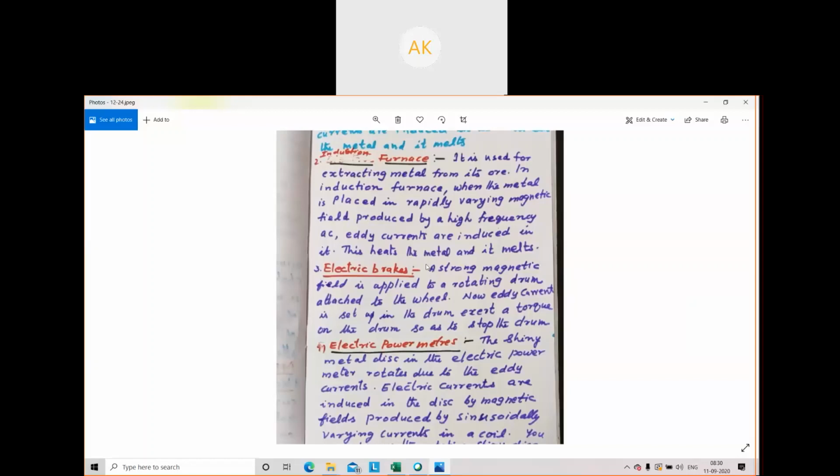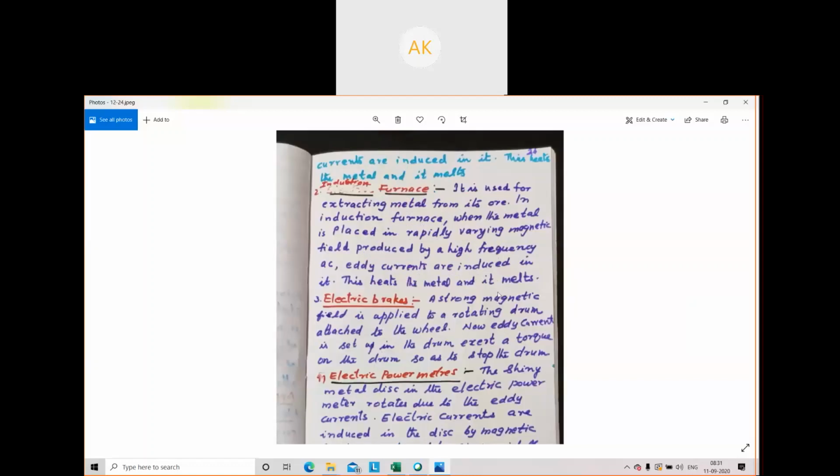Next, induction furnace. There also, it is an application of eddy current, used in order to melt the ore. Here you can see a metal piece is kept in a magnetic field. It is not a magnetic material; it is a metal piece like copper, aluminium, etc. It is kept in between the poles of a magnet, a varying magnetic field, not a constant field. It is varying. That is very important.